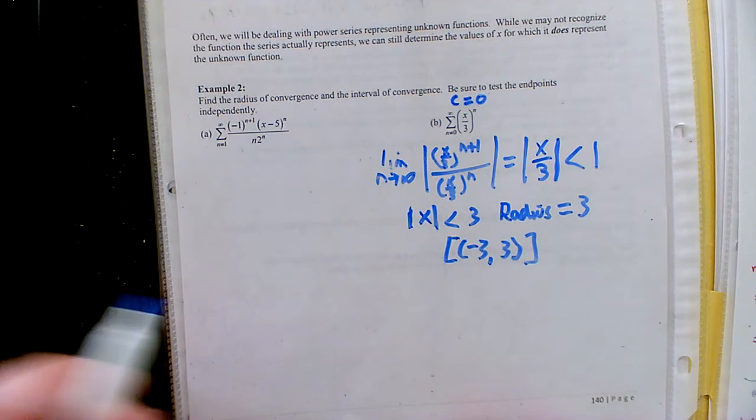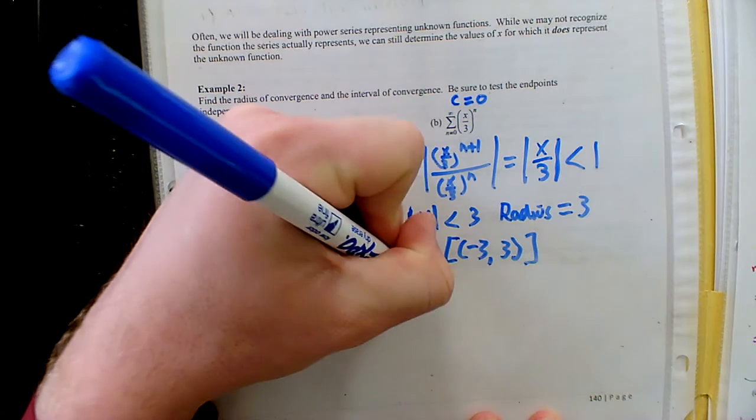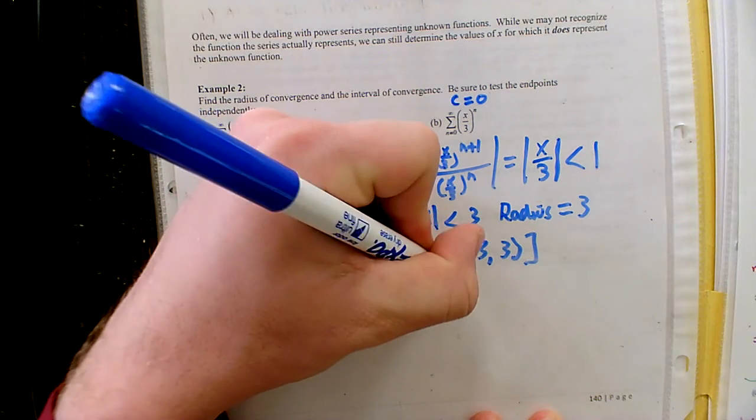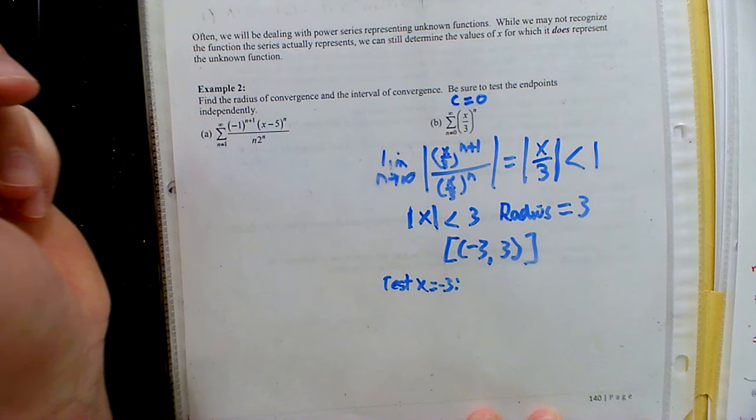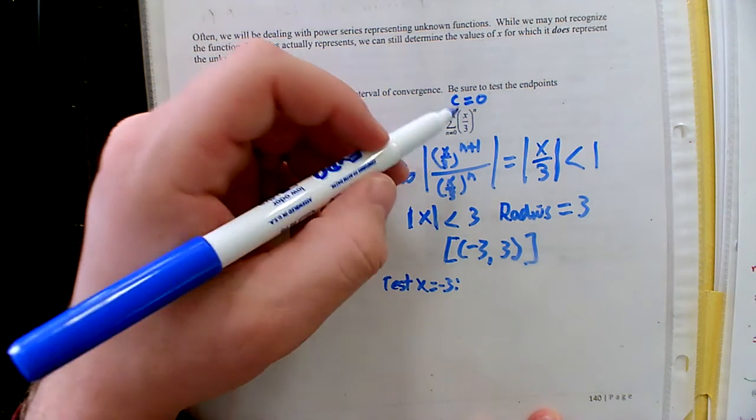And then we have to test each endpoint. So we're going to test x equals -3.